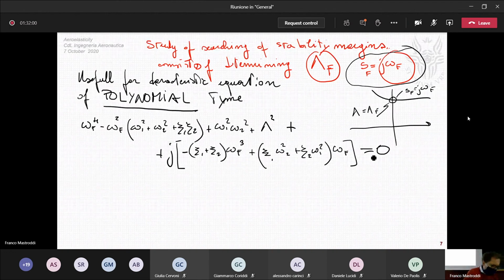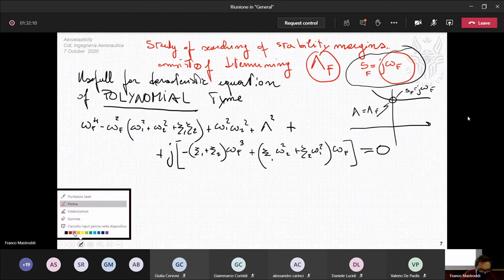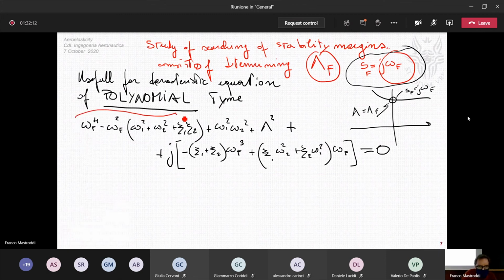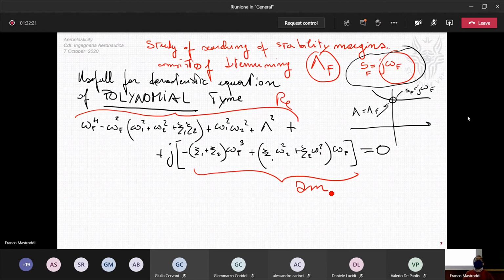Okay, imaginary part equal to 0. This is the real part. So this is the real part. And this is the imaginary one of my equation. Okay, is it clear for everybody at this point? This is a very important point. Impose the imaginary part equal to 0.